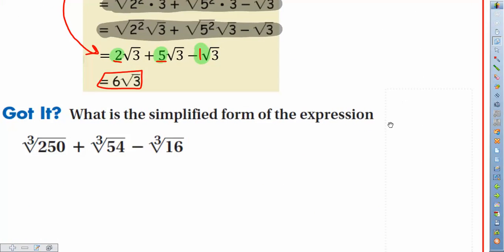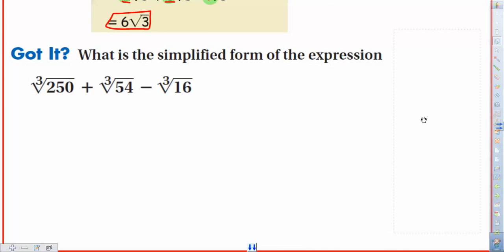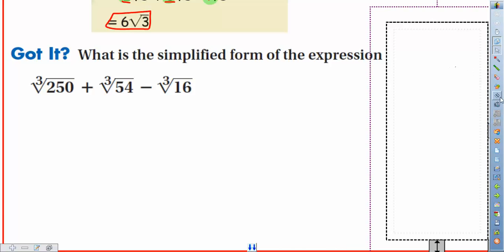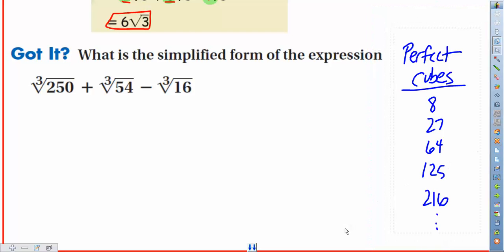So, now it's your turn. Let's take a look at this one here. Now, I will get the ball rolling here. I will help one more time. Take a look at this right here. Notice they are cube roots. So, we do not want the list of perfect squares. We want, once again, that list of perfect cubes. Okay? Might not be a bad idea to have some of those memorized.